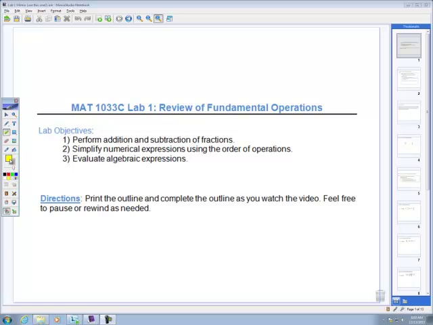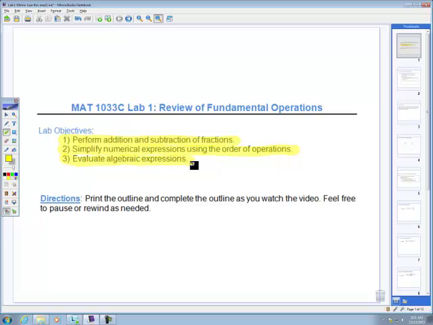The first objective will be to perform addition and subtraction of fractions. The second objective will be to simplify numerical expressions using the order of operations. And our third objective will be to evaluate algebraic expressions.